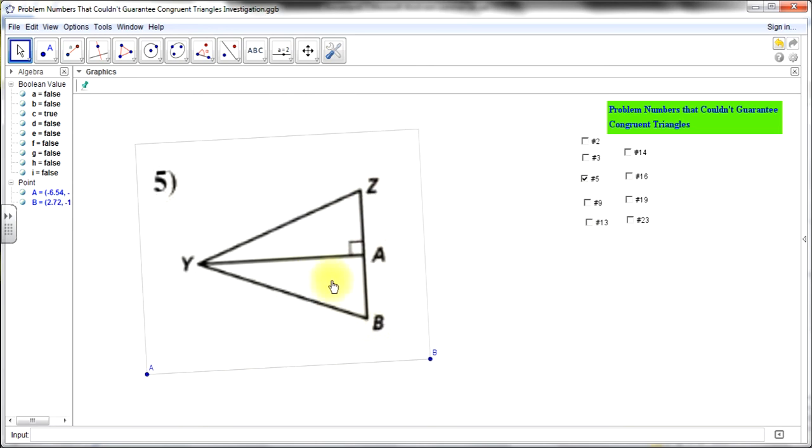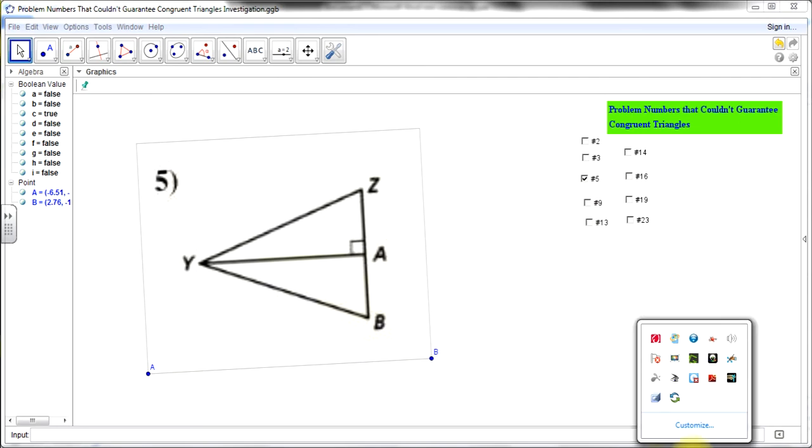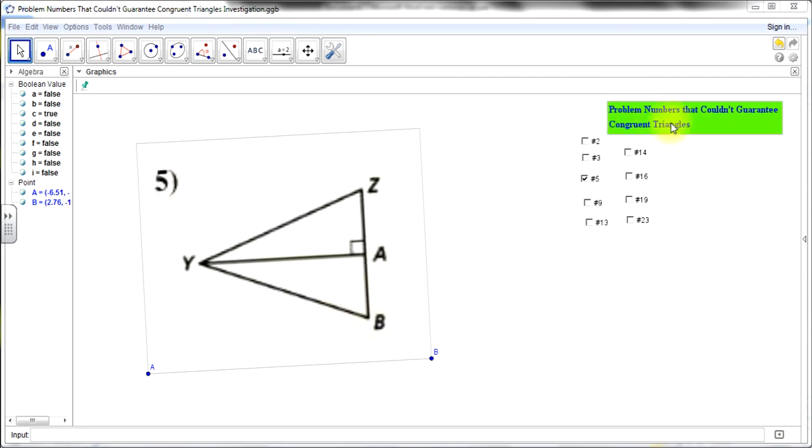That is your homework assignment, and that is helping us understand what it means when we look at a diagram and we don't have enough information, because we're making triangles off the given information, but they're not congruent. So that's what we mean by not guaranteed to be congruent.